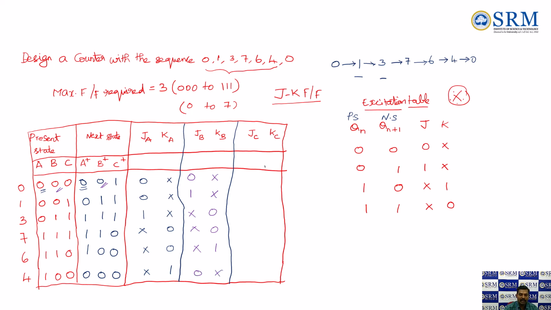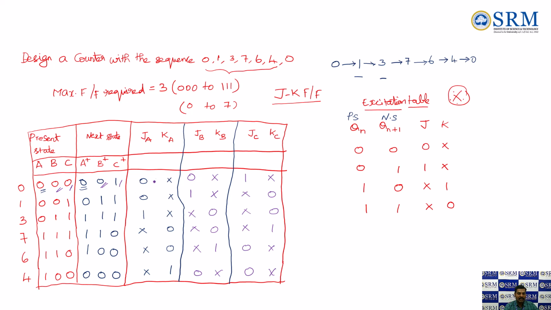Right, similarly I can write for JC as well as KC. Now for this I am going to check C with C plus. That is, the present state is C, the next state is C plus. I'm going to compare present state C with C plus. 0 1 means 1, don't care. 1 1 is don't care, 0. 1 1 again is don't care, 0. 1 0 is don't care, 1. 0 0 is 0, don't care.